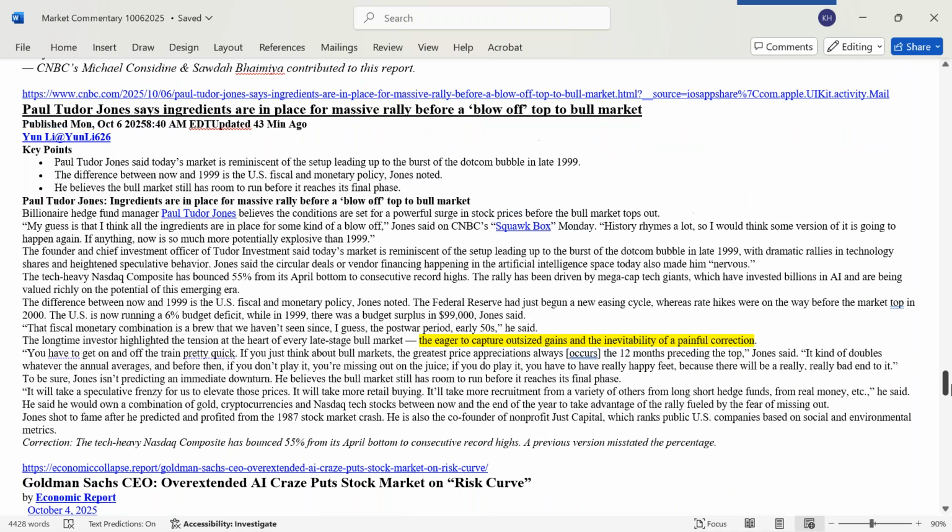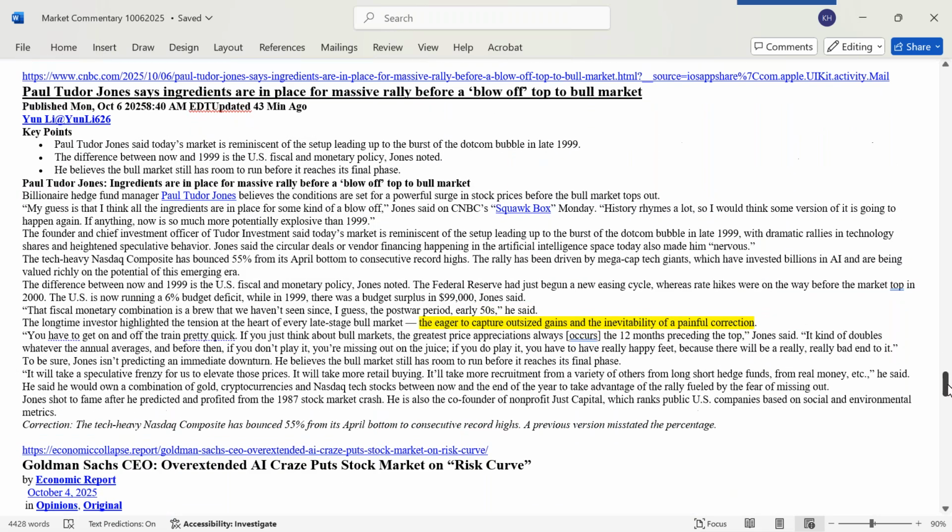Very interesting article based on some comments made by Paul Tudor Jones today. He thinks we're in for a massive rally. Chances are we're getting to 7,000 at the end of this year. But then we'll have a blow-off top to our bull market. It's funny because I just highlighted a couple things. People are eager to capture outsized gains and are oblivious of a painful correction. They're more interested in the gains than the correction that we're way late on. They'd rather take those gains and run with them. It's shocking how far we've run.